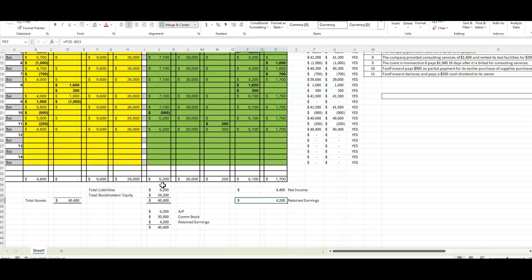So you take all your equity at that point at the end of the year, which is common stock and retained earnings, and then you add your accounts payable to it to make your balance sheet work. Anyway, I hope that helps.